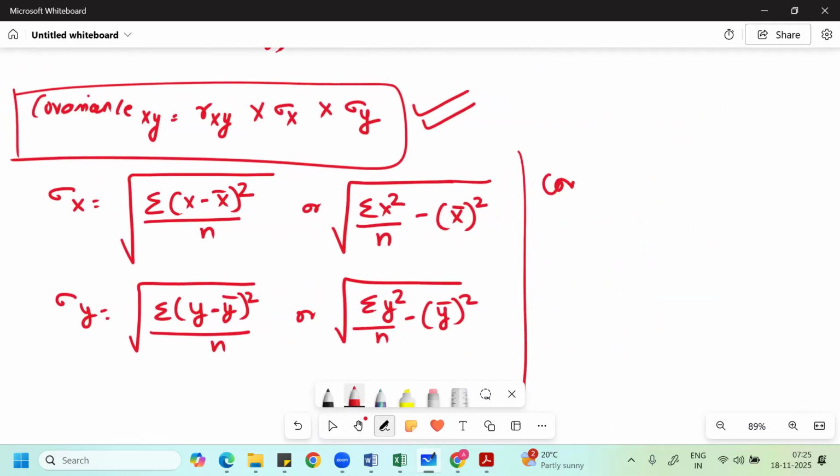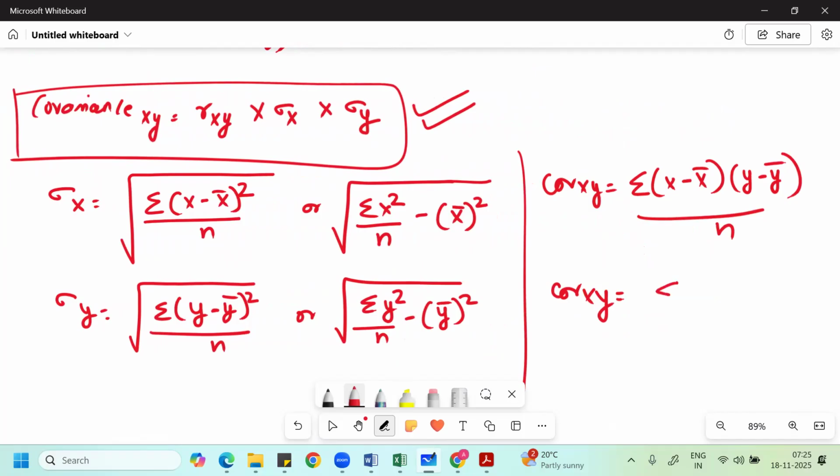For covariance between x and y, you can use the formula summation of (x minus x bar) into (y minus y bar) by n, or you can use the formula of covariance between x and y as summation of xy by n minus x bar y bar. This is another formula of covariance you can use. So if possible, pause this video and write down these formulas.